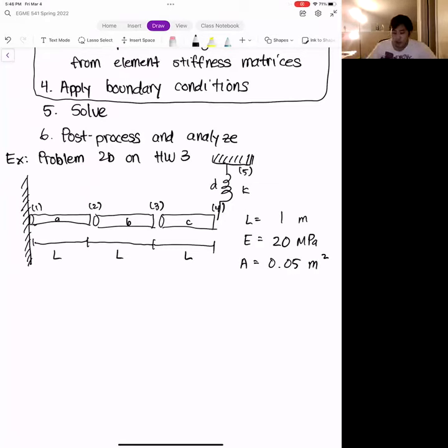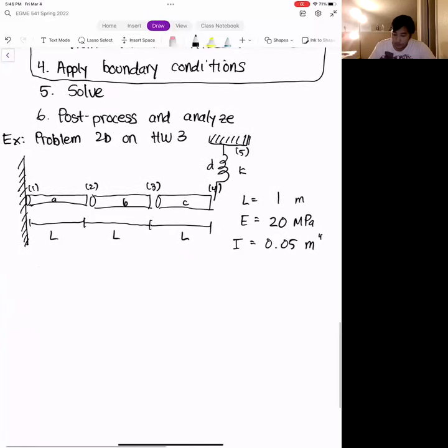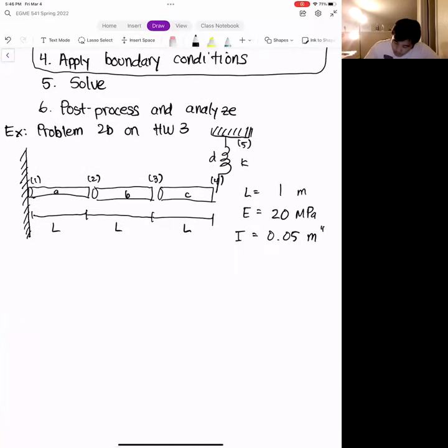Let's say that the moment of inertia, not the area, is 0.05 meters to the 4th. And then for the spring constant, let's say that this is equal to 2 meganewtons per meter. And we have our load P. Let's say P here has a magnitude of 100 kilonewtons.